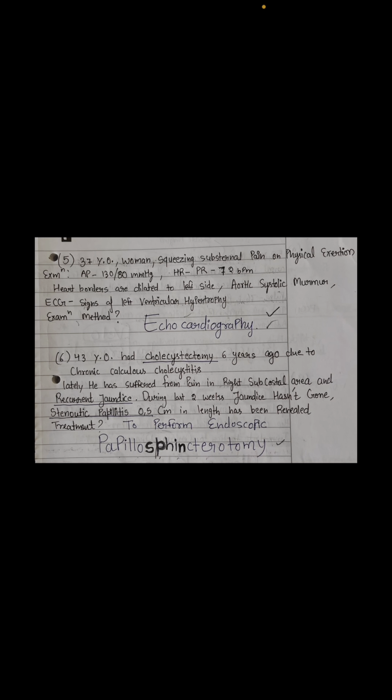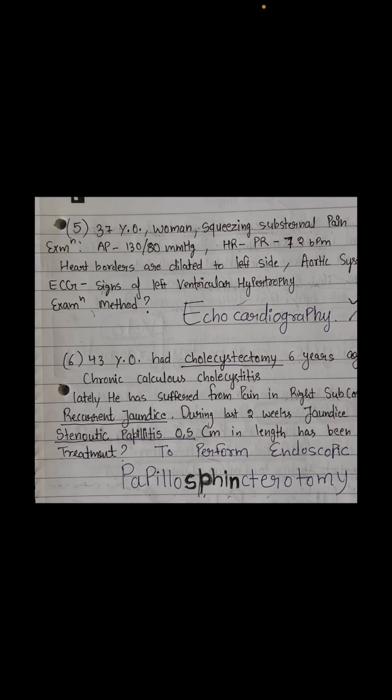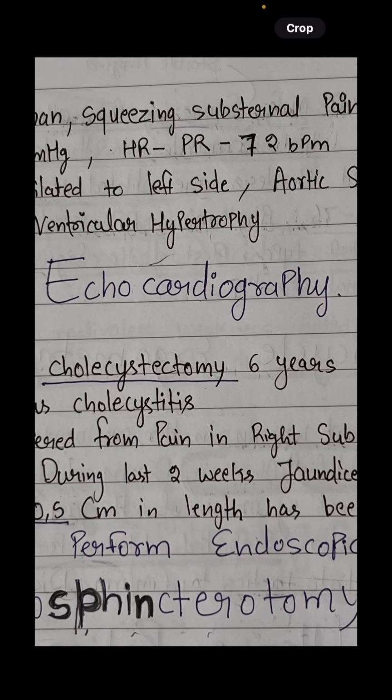Next is a 37-year-old woman having squeezing substernal pain on physical exertion. Arterial pressure is a bit elevated. Heart rate is 72, or pulse rate. Heart borders are dilated to the left side, and there is an aortic systolic murmur. ECG shows signs of left ventricular hypertrophy. So if we see signs of left ventricular hypertrophy on the ECG, we want to confirm it. So the choice of investigation method was not ECG here. We want to see the structure finally. When we see the structure and the ventricular hypertrophy, then we are going to be sure about the hypertrophy. So for that we are going to do echocardiography.